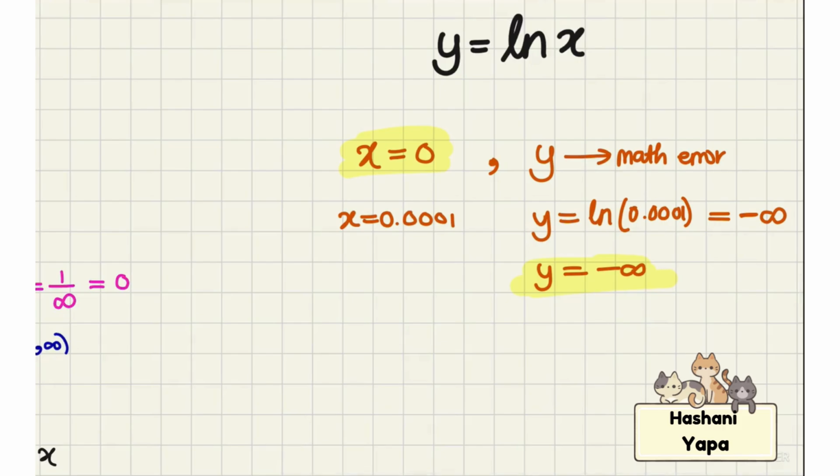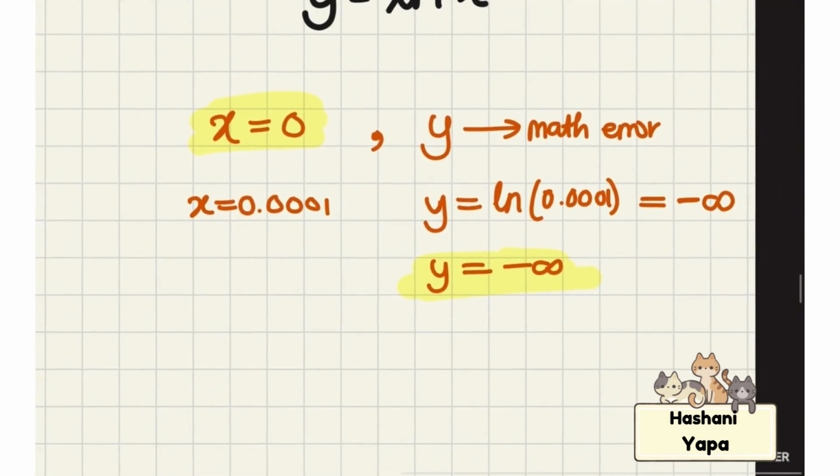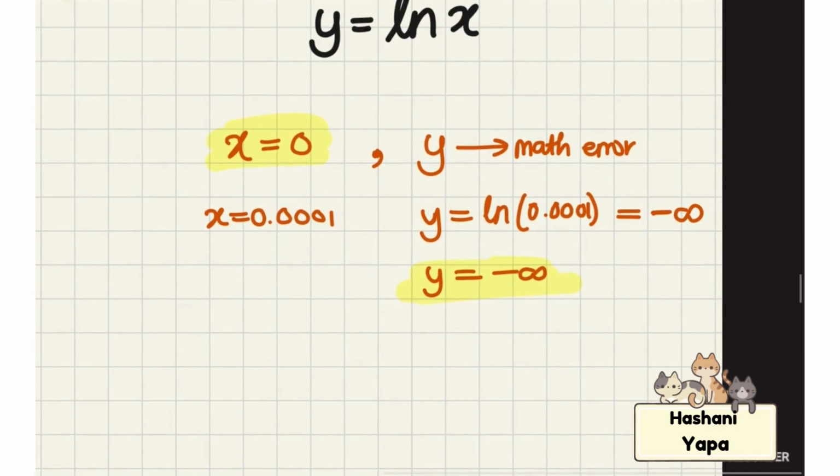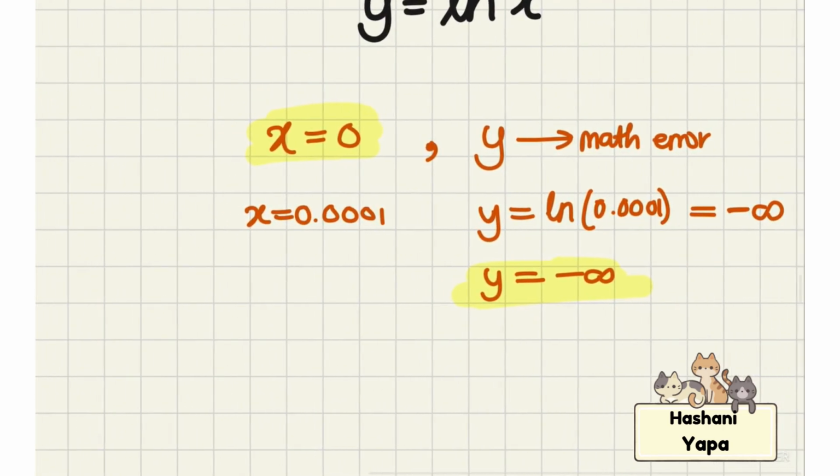Let's pick another coordinate. What happens when x equals 1? When x equals 1, y is equal to ln 1, and that is equal to 0. Now you might think, why did you input x equals 1? How did you know to put x equals 1? How did you know it's not x equals 2? You might get tons of questions like that and get confused.